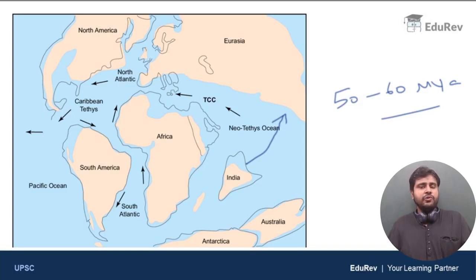Clear? So in the next video, we are going to discuss the origin of Himalayas or how Himalayas actually formed. So Himalayas formed due to the collision between the Indian plate and the Eurasian plate. So that is what we are going to discuss in the next video.